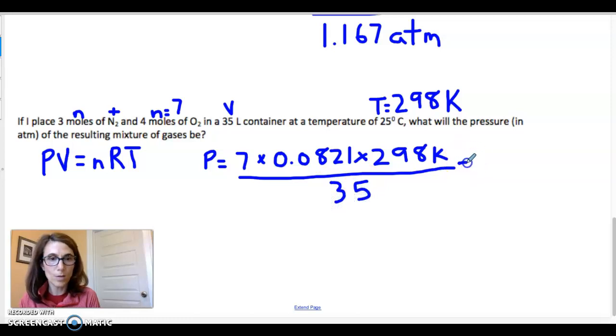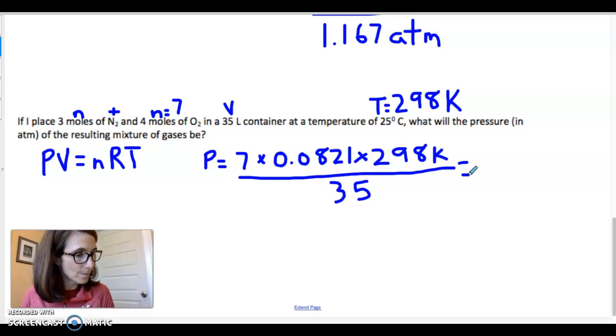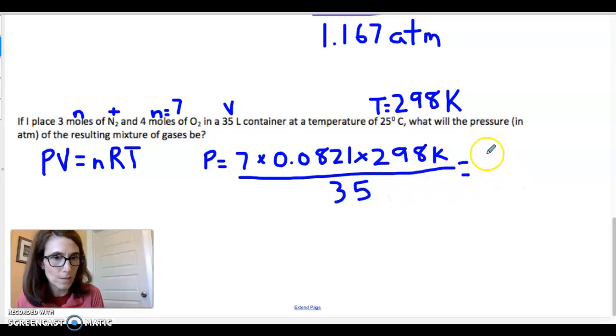Then just plug all of that into our calculator. So 7 times 0.0821 times 298, and then divide by 35. Our least number of sig figs is 1, but I'm going to go ahead and round to 2 sig figs. I just don't think 1 is enough. So we're going to have 4.9 atm.